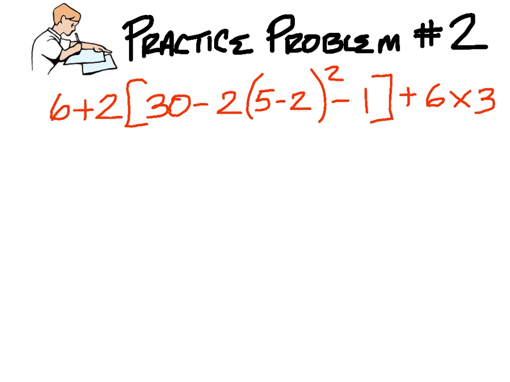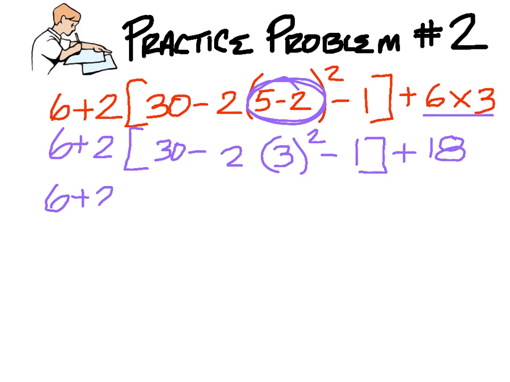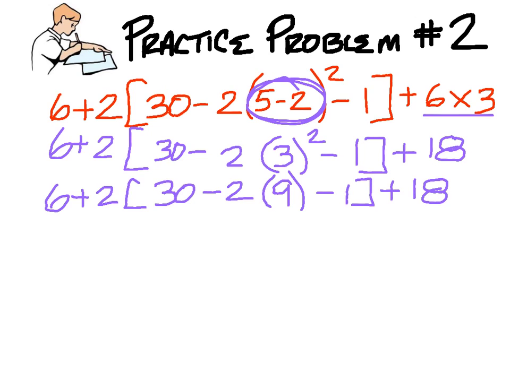For the practice problem, you're going to go inside the parentheses first and get a 3. And you'll have to go back and square that 3. Everything else is going to stay the same. But out here you could make this an 18 already. Now go back inside the brackets, and in there back to the parentheses. 3 squared is 9. And then everything else is the same.